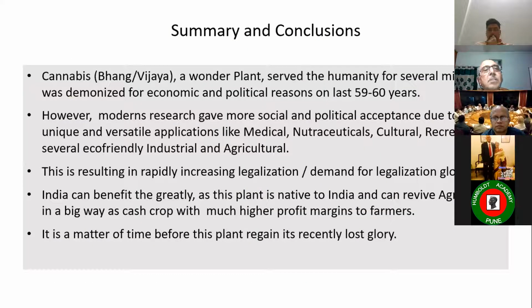Now, summary and conclusions. Cannabis, that is bhang or vijaya, has been a wonder plant for many, many years. It was demonized only because of economic reasons by the Britishers and later on by Americans, again for the same reasons, for the alcohol industry. And now I can simply say, the data says that during this COVID-19, when alcohol sales fell in India, as well as in America and Europe, there is an increase of around 300% in sales of marijuana-based eatables, I will simply say, as well as buds and all those things.